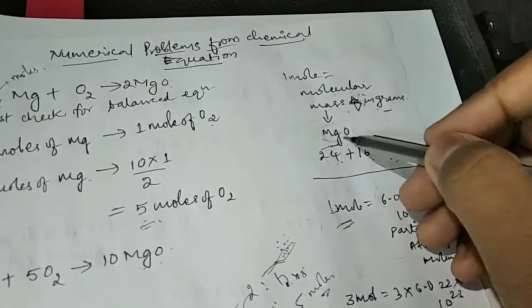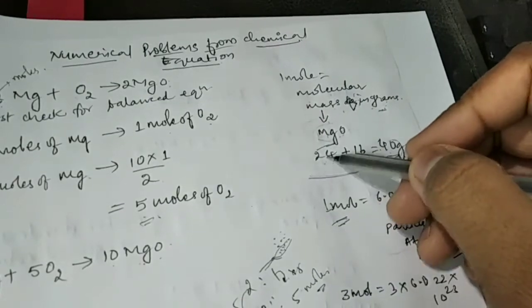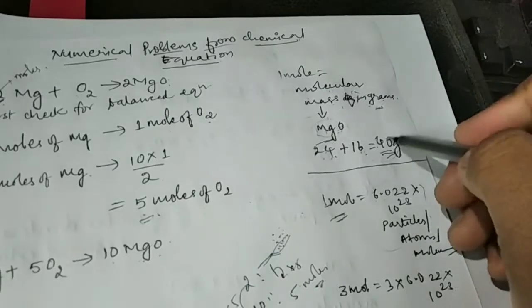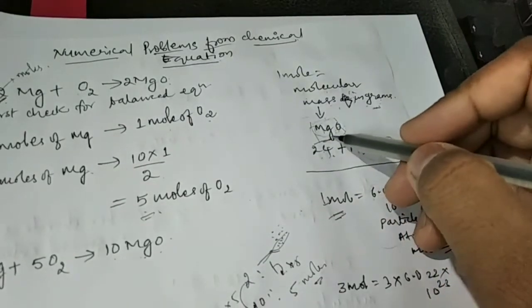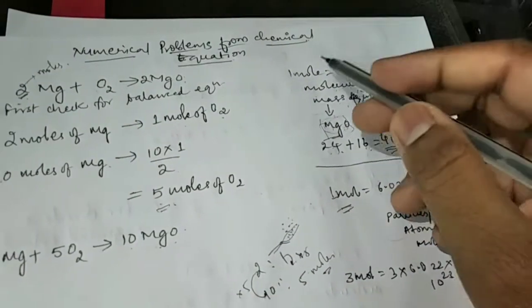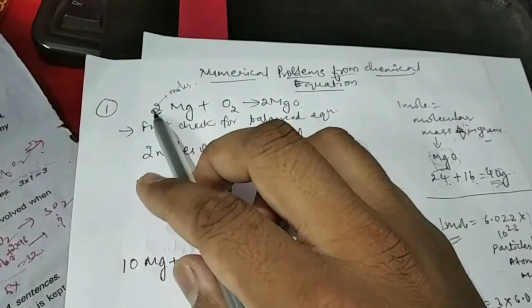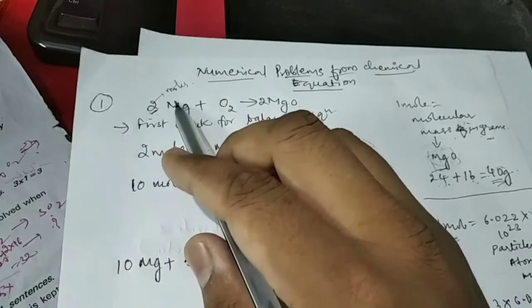Okay, like MgO. So we can calculate its mass: mass of Mg is 24 and mass of oxygen is 16. If we add it, we will get 40 grams. So 40 grams is the MgO's molar mass, molecular mass, and that is equal to 1 mole. Okay, all of you. So here moles are written behind the elements. So here 2 moles are given for the magnesium and 1 mole is for the oxygen.